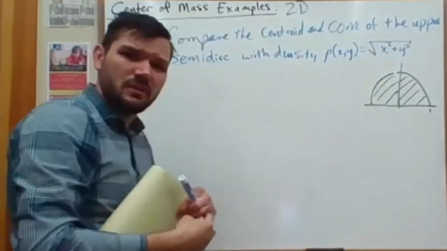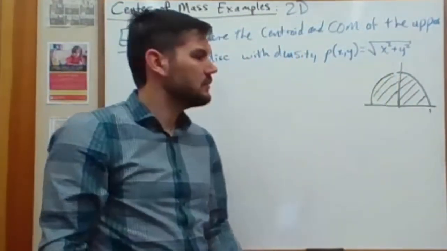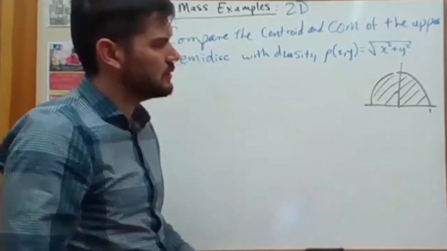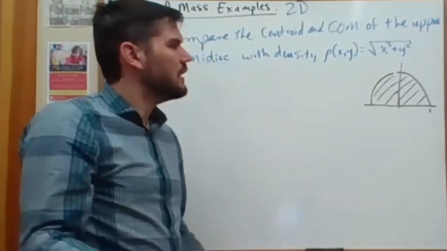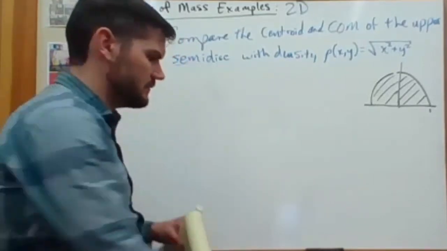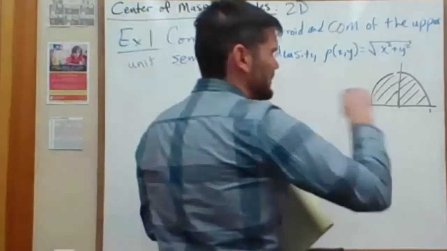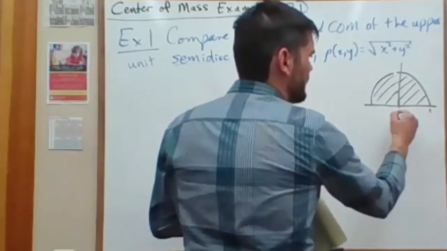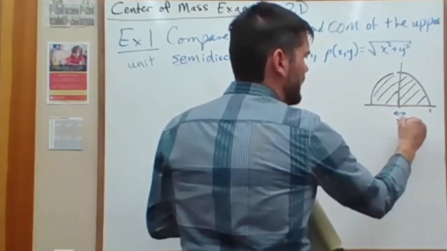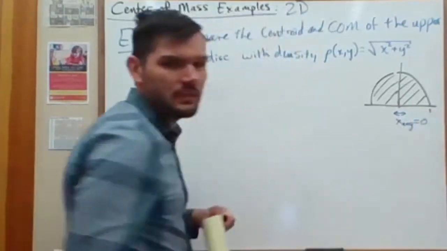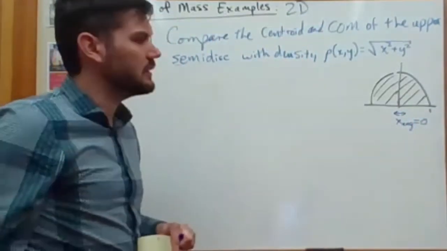Okay, so similar to our bent wire example, we have a semicircle to work with, but now we're looking at all the area underneath it and finding the center of mass. Again, our x average will be 0 due to symmetry geometrically.